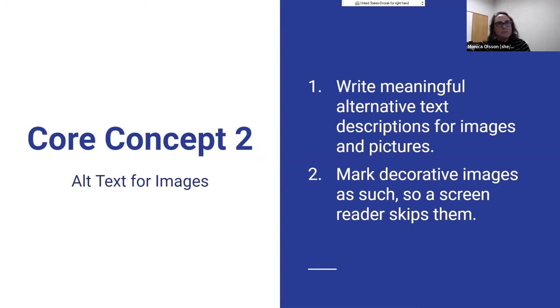But an important piece of making accessible content is making sure that our images have alternative text, alt text. So writing meaningful alternative text descriptions for images and pictures. There are definitely times when we're going to use images that might just be decorative, and that's okay, but we want to still mark them as such. That way a screen reader would know to skip those things that might just be decorative, instead of getting to something, reading image, and then a screen reader user doesn't know if that image is just decorative or if there might be content in there that they're not able to access.